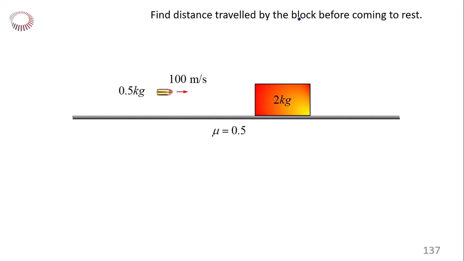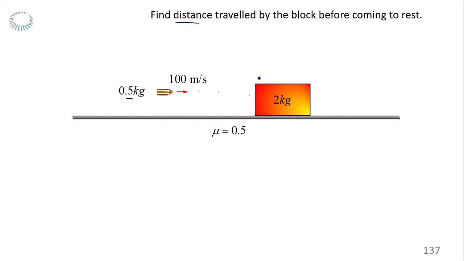Let us start with the first situation where there is a bullet of 0.5 kg moving with a speed of 100 meter per second and it gets embedded inside this block. Once it hits, it will penetrate the block and stick to the block. You are asked to calculate the distance traveled by the block before coming to rest.